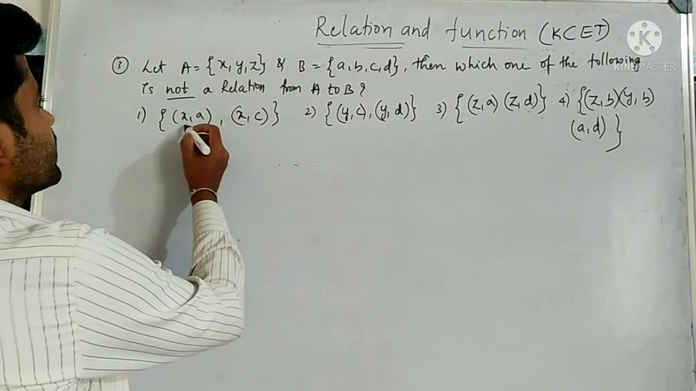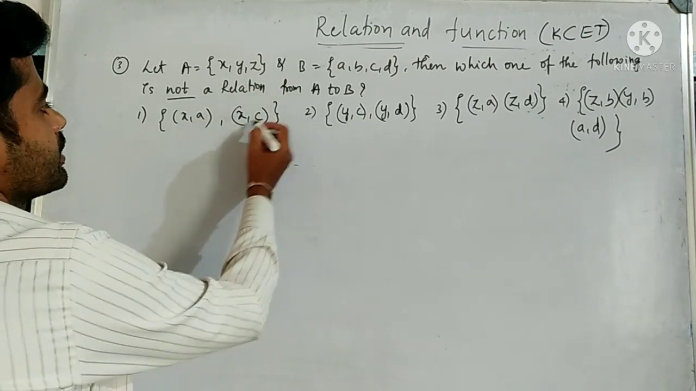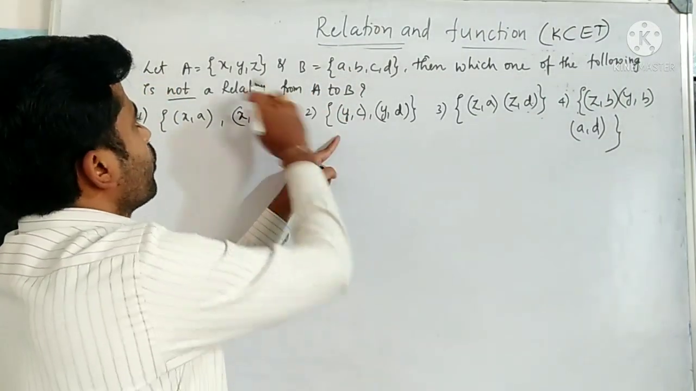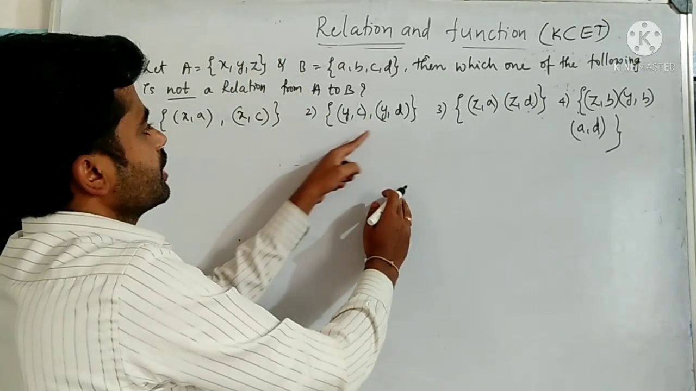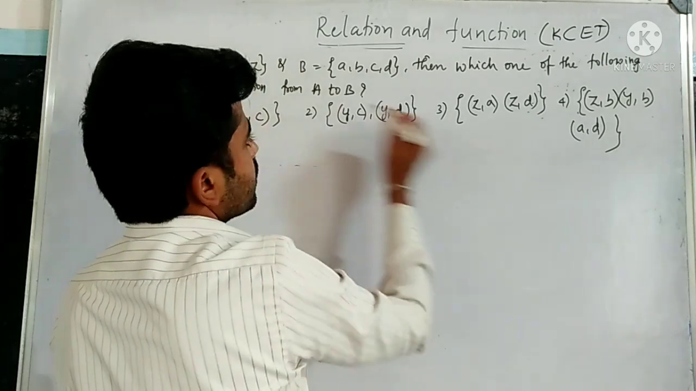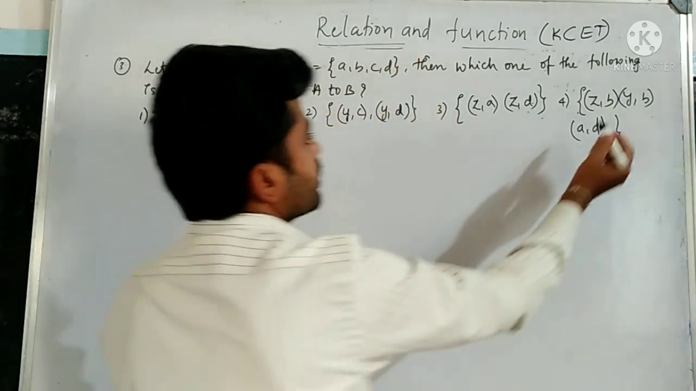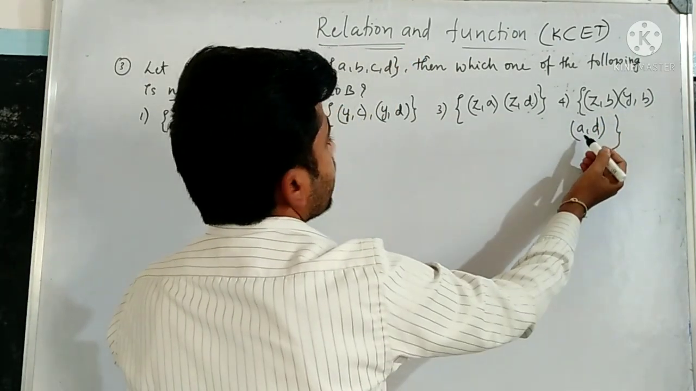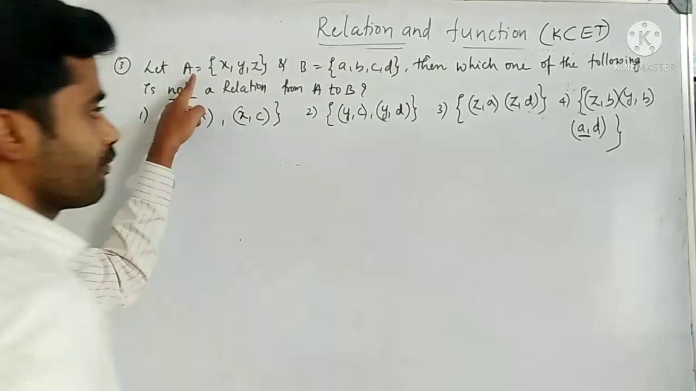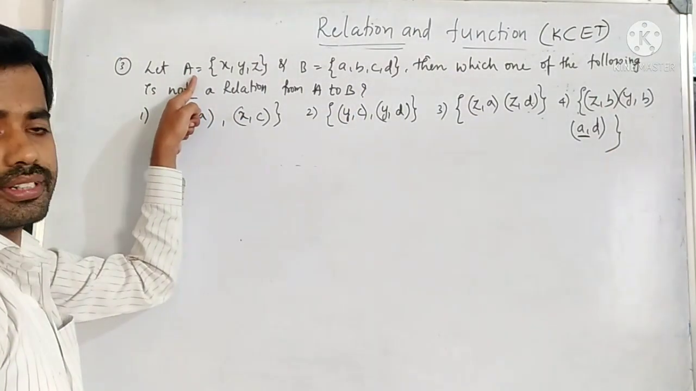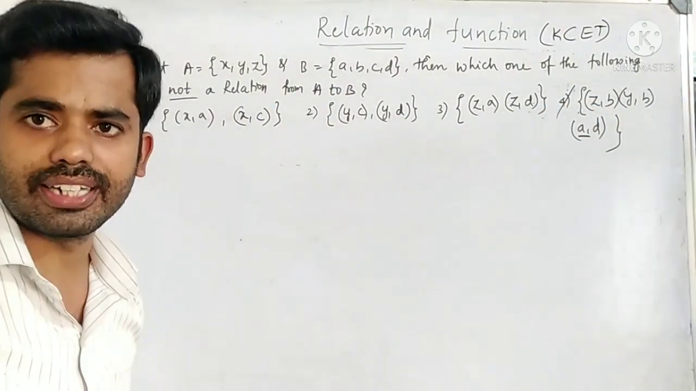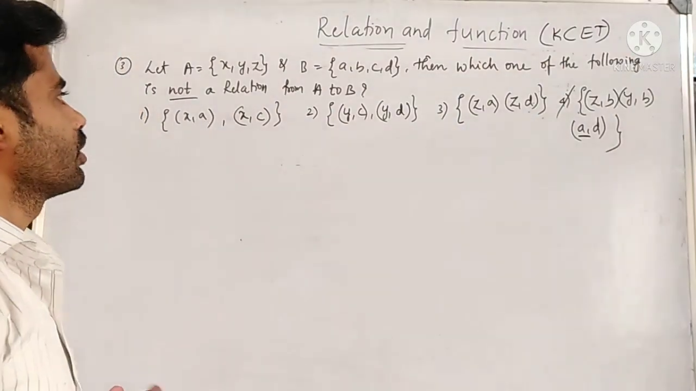Here x is in the first set and a is in the second set, so it is a relation. Then y is in the first set, c d is in the second set. Next, z is in the first set, a d is in the second set. Then z, y, a: look at it. A is not in the first set. That's why it is not a relation. It is our required answer. Okay, now let me move on to the next one.